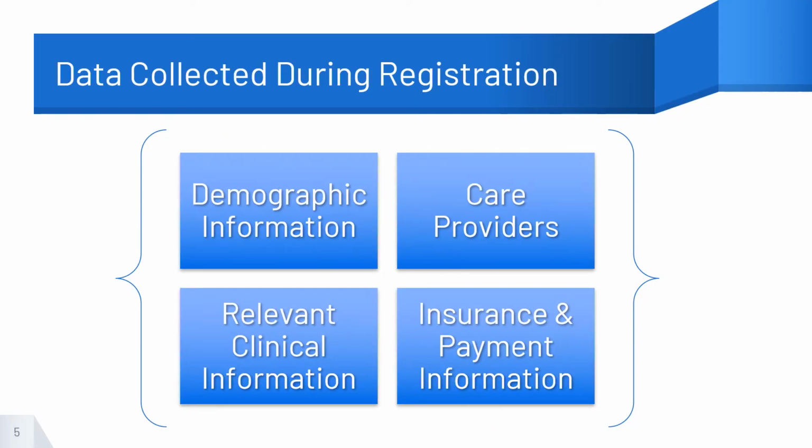Data collected during the registration process can vary across departments within the hospital. Examples of demographic information are full name and email address. Examples of a care provider is the patient's primary care physician. Relevant clinical data could be falls risk questions and allergies. Insurance and payment information examples could be provincial health card number and private insurance. Other data that might be collected during registration could be consent to communication and emergency contact.